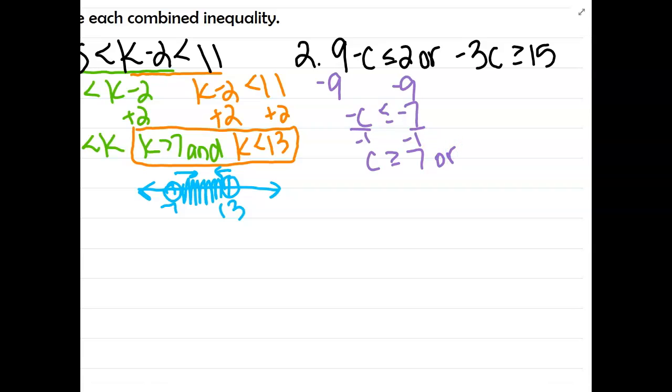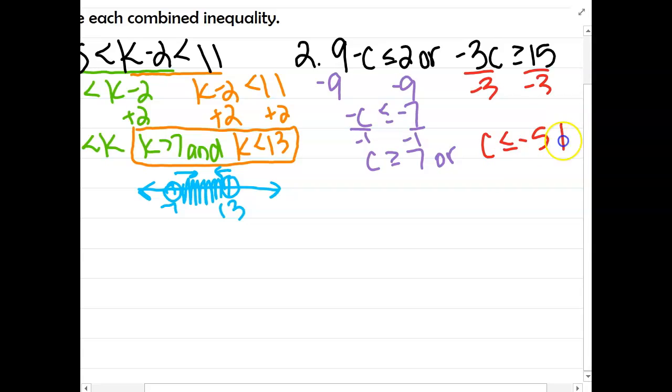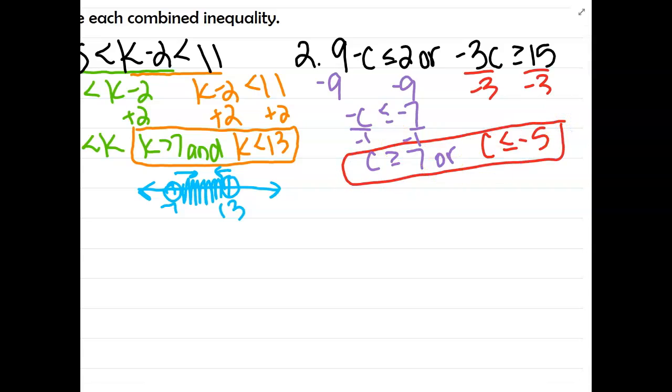Or, let's do the other one. For this one, to solve for c, I divide by negative 3, but if I divide both sides by a negative 3, you gotta flip the sign. So it'd be c is less than or equal to negative 5. Okay, so that's your answer.